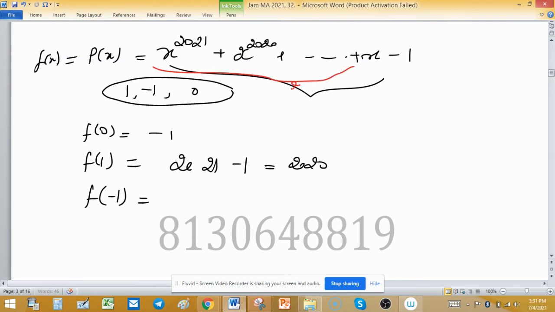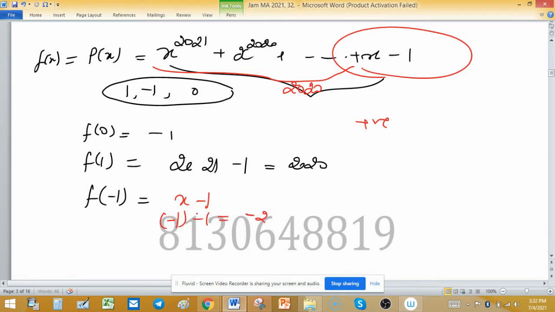there are 2020 terms. One is positive and the others alternate positive and negative, so all will cancel out and the remaining one will be the last term. So after putting in minus 1, the value is minus 2. So f(-1) is minus 2. We have f(0) is minus 1, negative, and f(1) is equal to 2020, which is a positive value.